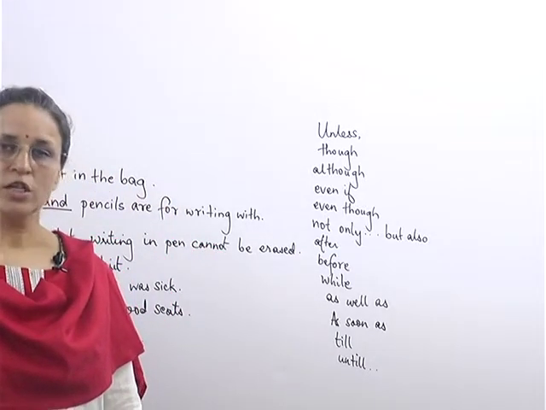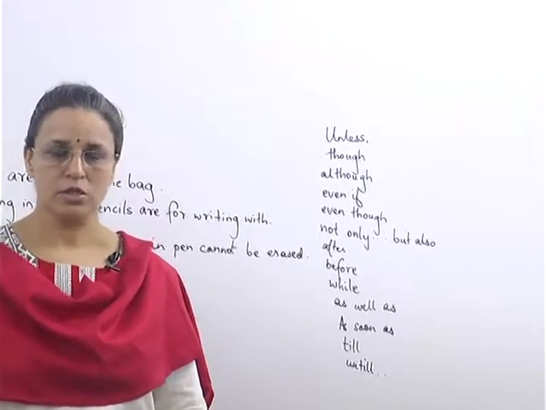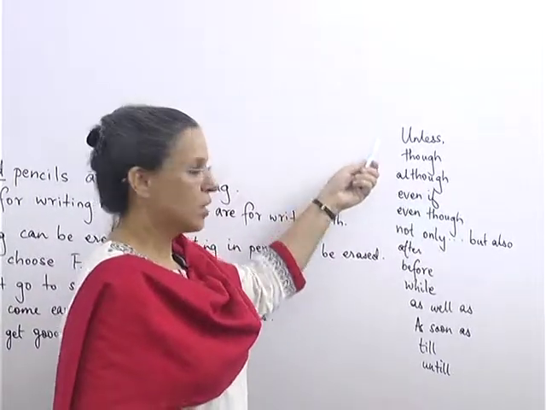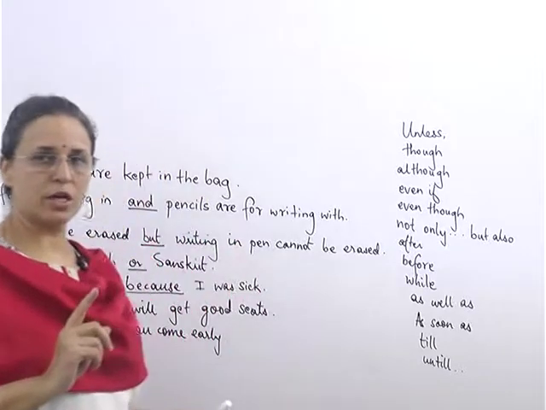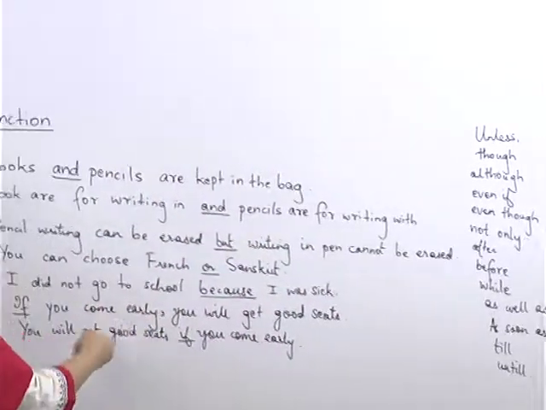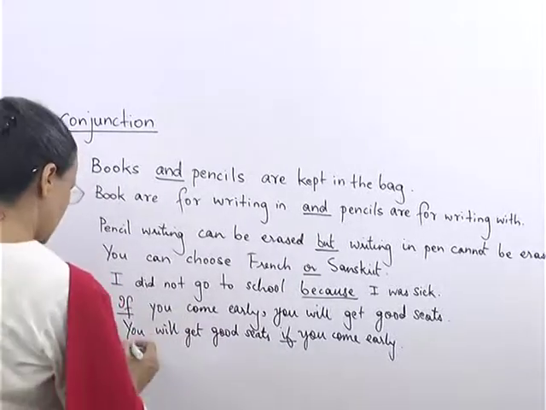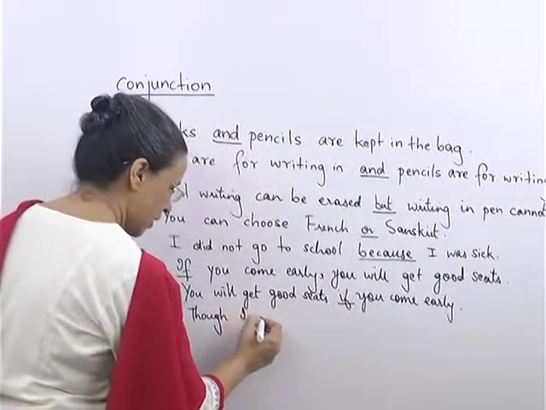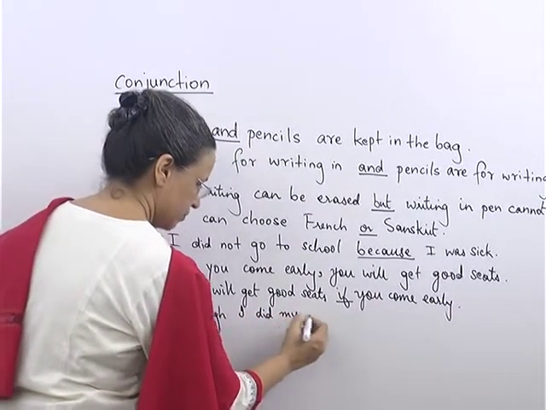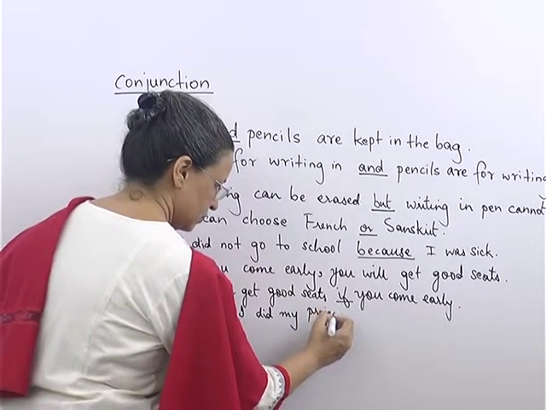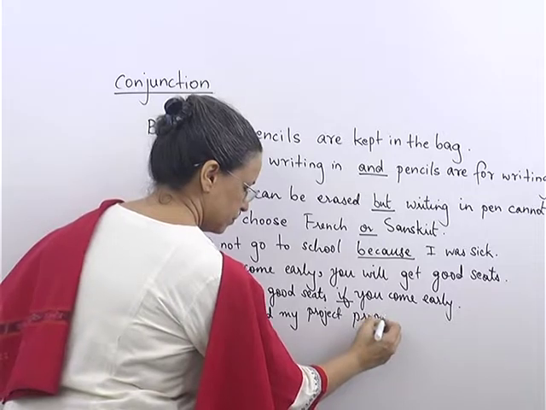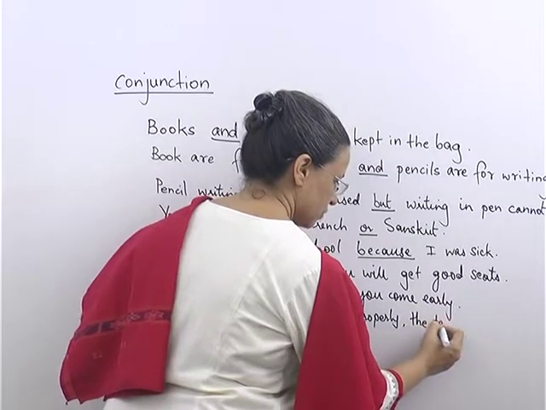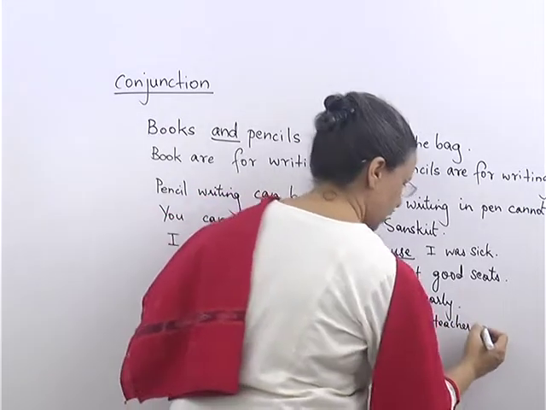Have you understood? Conjunctions can be just in the beginning also. Now here you can see I have given you though. Though, unless can be in the beginning. But if it is in the beginning, you know we have to put a comma. Let us take one more example. Though I did my project properly, comma, the teacher rejected it.